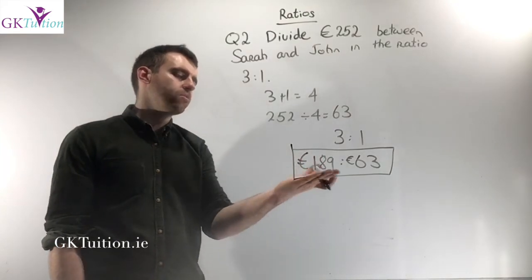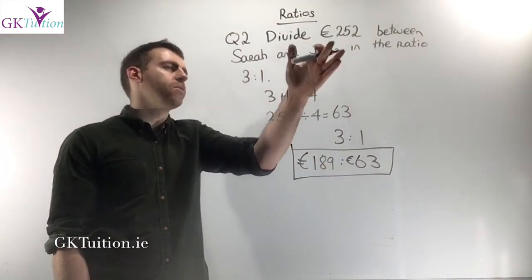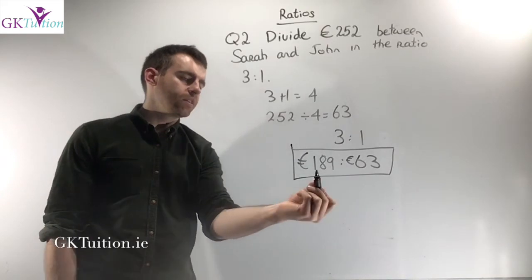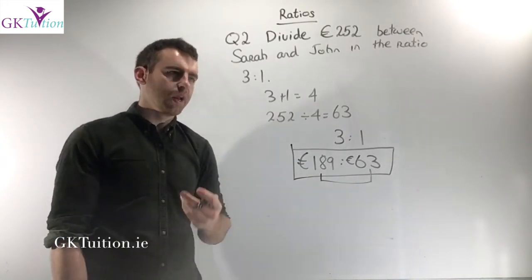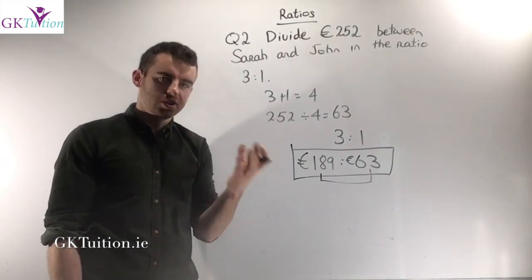Once again, you should realise that when you add these two numbers together, they add to 252. And this number is 3 times as big as this number. Sarah's getting 3 times as much money as John is getting.